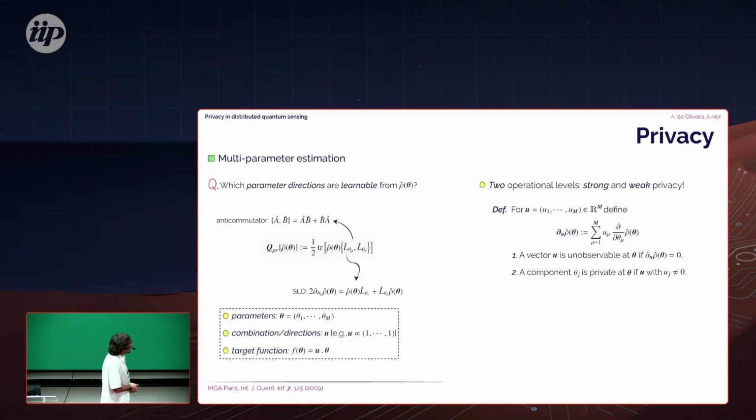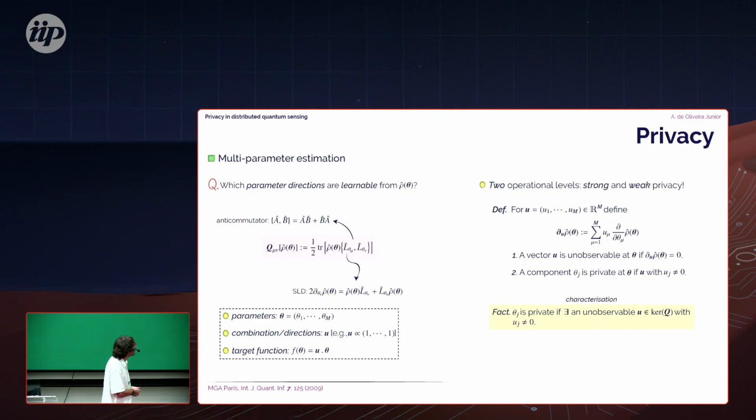And then we say that a component theta j is private at theta if there exists an unobservable direction u with non-zero component. Basically the idea is that even if you have this shift, which is controlled by the fact that u_j is different from 0, you are still blind in the statistics of your experiment. Well, I must say that there is a chain of equivalences between this definition and properties of the quantum Fisher information matrix that I'm not presenting. But this definition gives us a clear way of identifying private components.